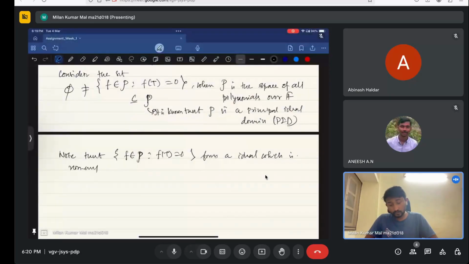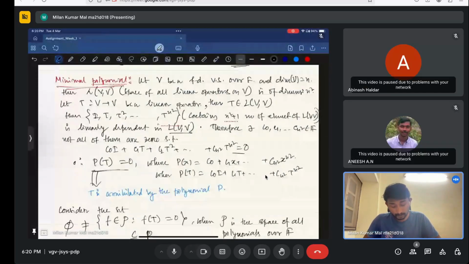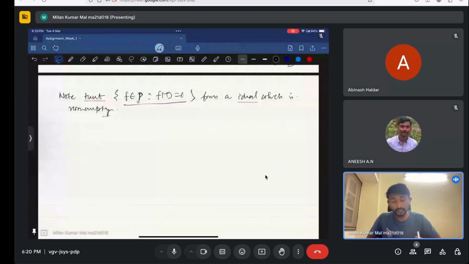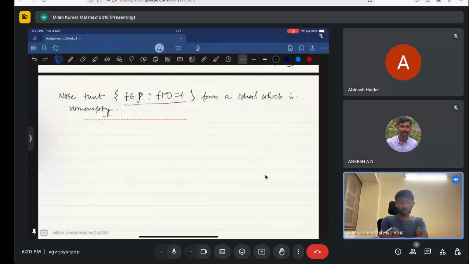Non-empty, because just a few minutes ago we talked about that for a linear operator T on a finite dimensional vector space V, one can consider a polynomial P for which P(T) equals 0. So therefore this set is non-empty, and that will form an ideal in the space of all polynomials over the field F, and so therefore there will exist a minimal generator.